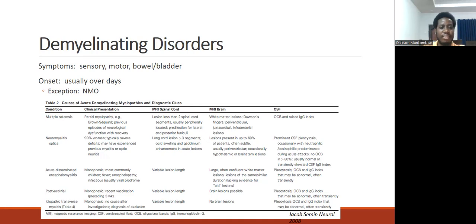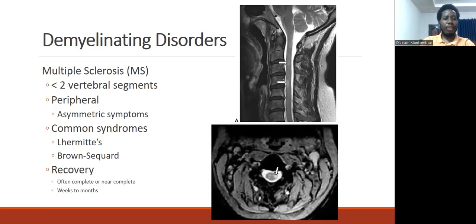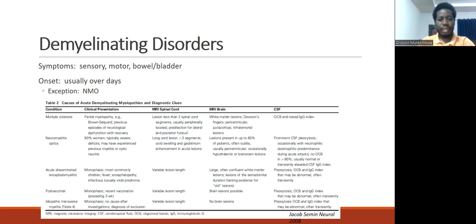Then you could have post-vaccinal demyelinating disorders, and these are often monophasic, and you have a history of preceding vaccination in the previous 3 weeks or so. I think we did see a case of such post Johnson & Johnson vaccination at our hospital. And then sometimes they could be idiopathic. So I'd urge you to have a look at this table and familiarize yourself with how you could distinguish between these demyelinating disorders.